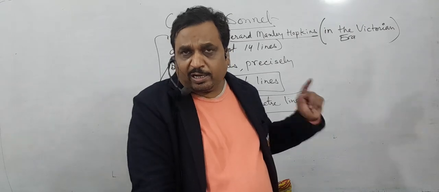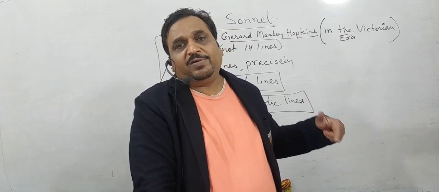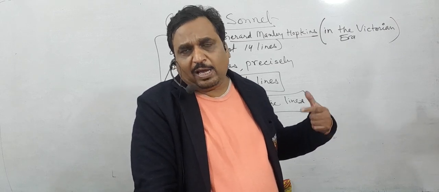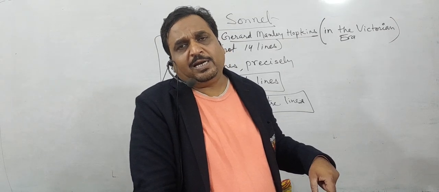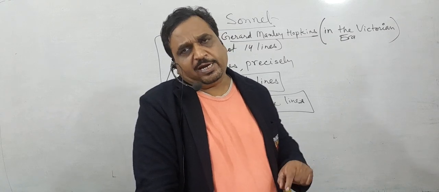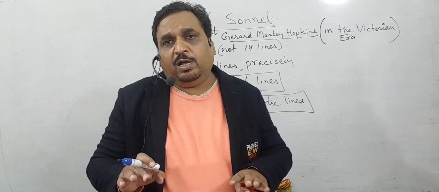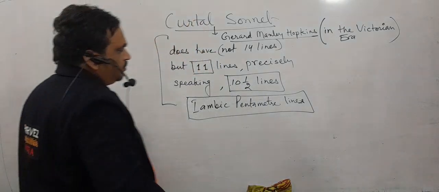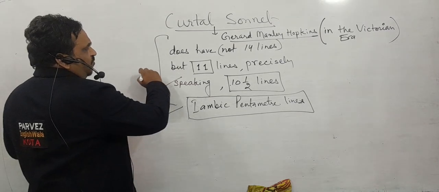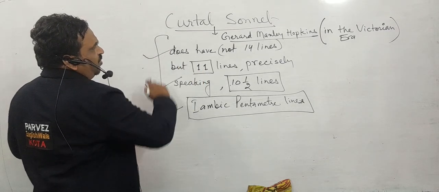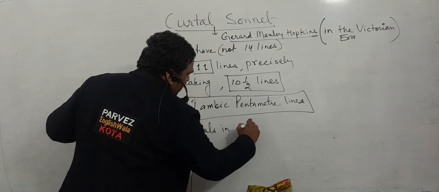But even in curtal sonnets, we have iambic pentameter lines. Even in the Italian sonnet and the Shakespearean sonnet, we have iambic pentameter lines, and in the curtal sonnet we have iambic pentameter lines. So iambic pentameter lines are the indispensable feature for every sonnet. This is a very important point. That's why I have put an emphasis on this point 2 or 3 times. So iambic pentameter lines in a curtal sonnet, the number of lines 10 and a half, or we may say 11 lines, not 14 lines, and it deals with a single issue.